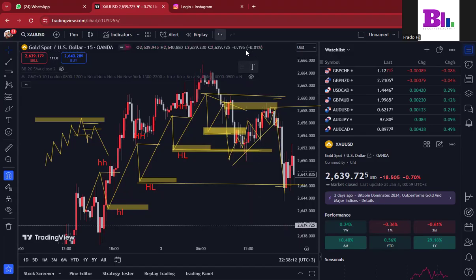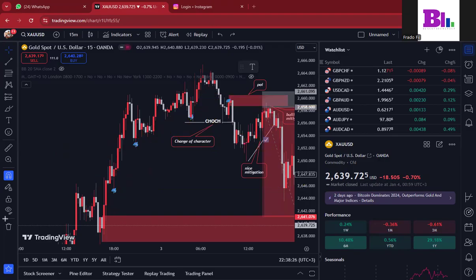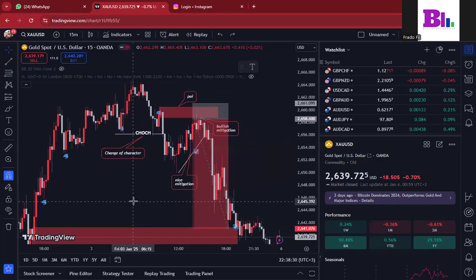Let me do something here. Let me remove everything on this chart. You can see. How did we enter it? So the easiest way we entered it.